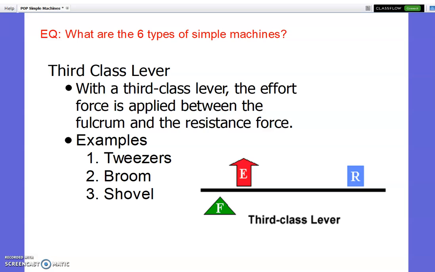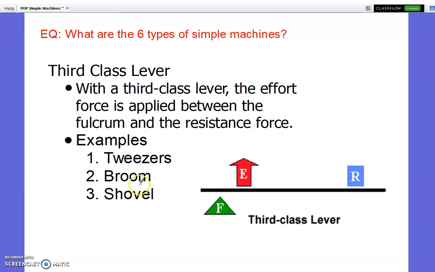In a third class lever, again we have the fulcrum on one end, but now the load or resistance and the effort are switched. Now I apply a force in the middle, and the object I'm moving is on one end. An example would be tweezers. It is hinged at one end. I apply a force in the middle, and the object I'm moving is on the other end.